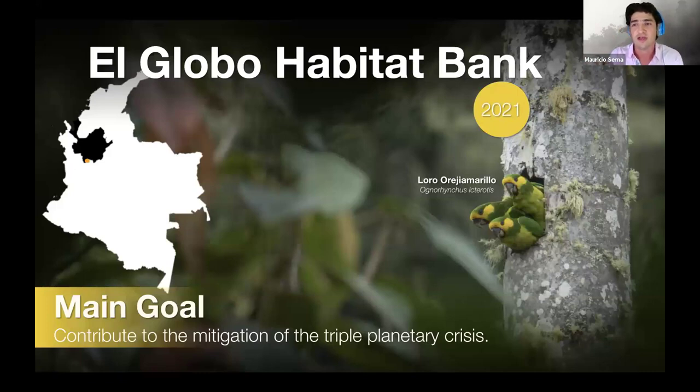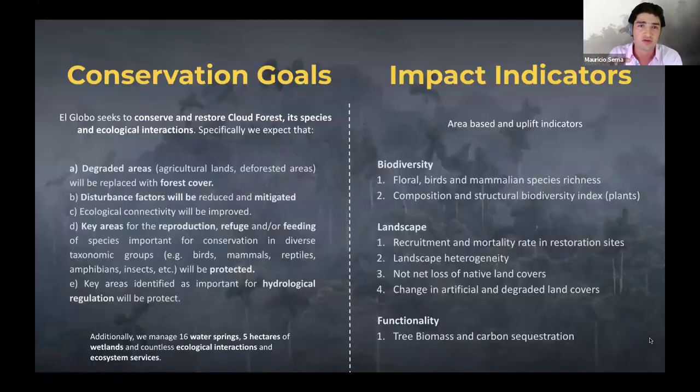For example, in terms of conservation goals, El Globo seeks to conserve and restore cloud forests, their species and ecological interactions. Specifically, we expect that the degraded areas, the areas dedicated to agriculture and the deforested areas dedicated to cattle ranching, will be replaced with forest cover. The second is that disturbance factors, such as cattle ranching, poaching and logging, will be reduced and mitigated. The third is that ecological connectivity will be improved.